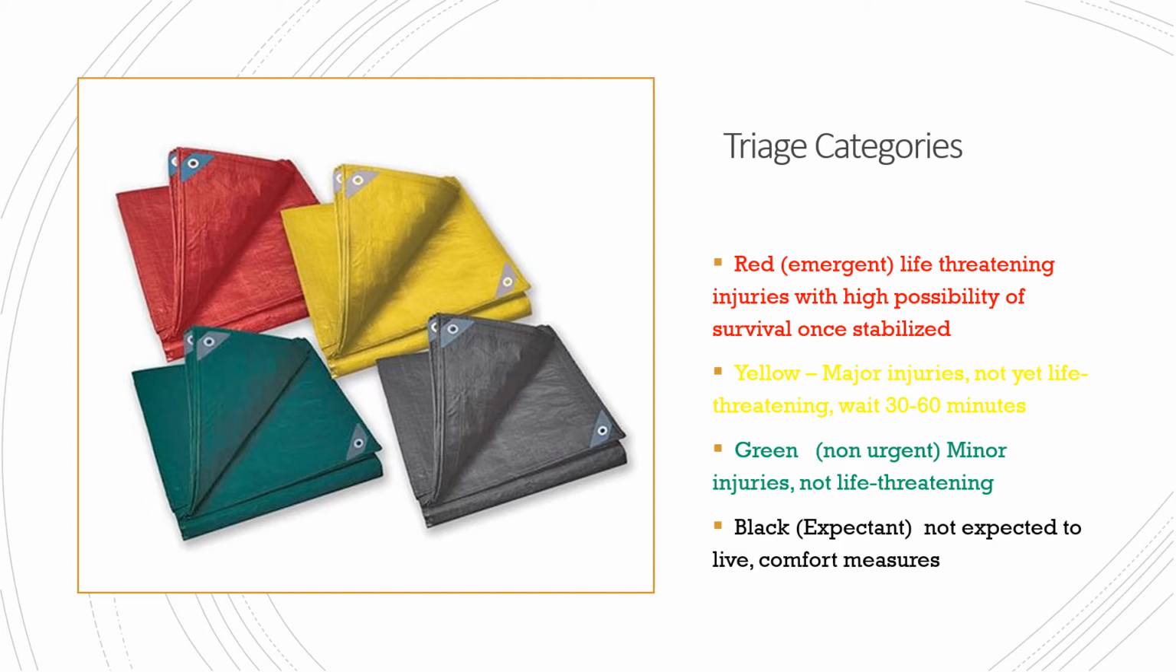So red is emergent. It's life-threatening injuries with a high possibility of survival once they're stabilized. So we're probably going to go and treat those red people first. The yellows are still major injuries, but they're not life-threatening, and they can wait 30 to 60 minutes. And then the green are the non-urgent or the minor injuries that are not life-threatening. So they're usually your walking wounded. And then the black is under expectant. It means basically they're expected not to live, and just comfort measures.